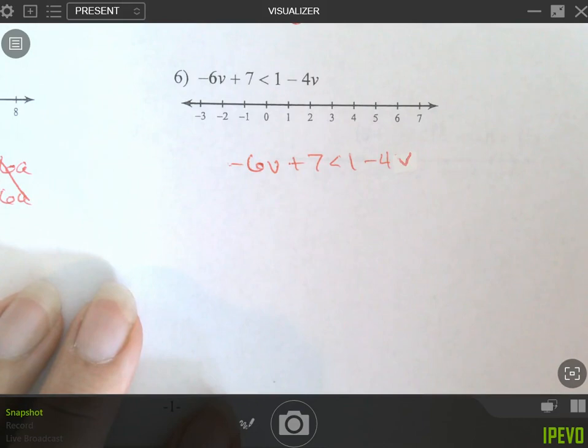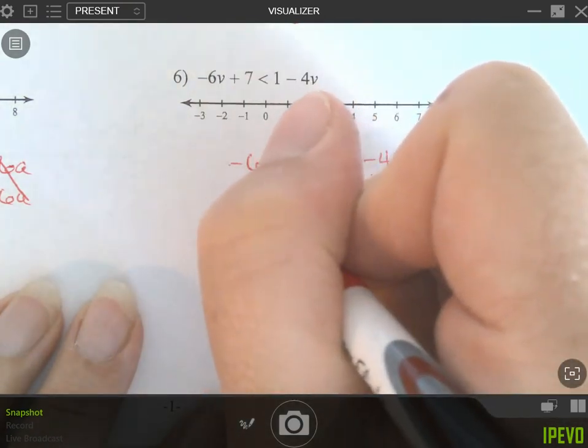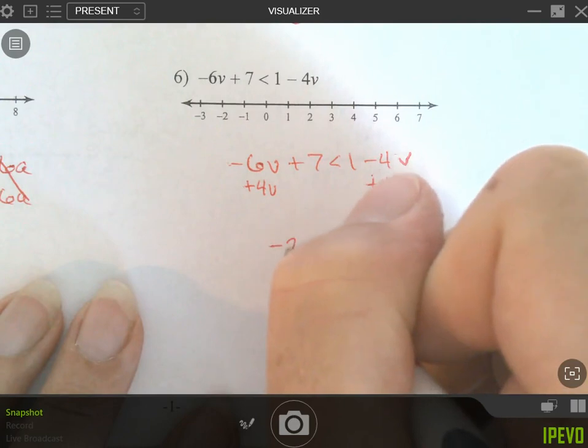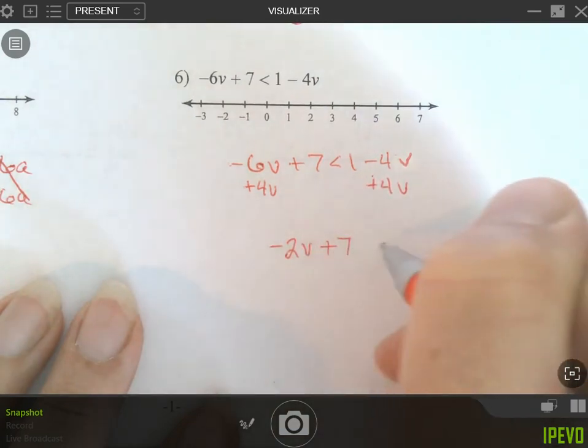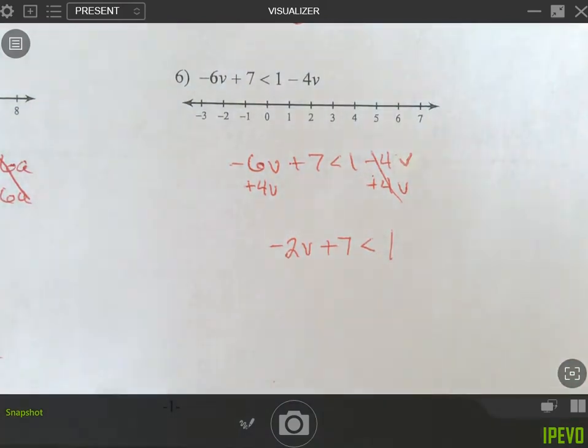Anybody? You want to move the negative 6v to the right or the negative 4v to the left? Negative 4 to the left. Okay, so we're going to add this over. So you have the variable now on the left, and it's okay with you that it's a negative. Someone else doesn't like the negative. So on the left is negative 2v plus 7 is less than 1. Okay, so now we're back to where we were.